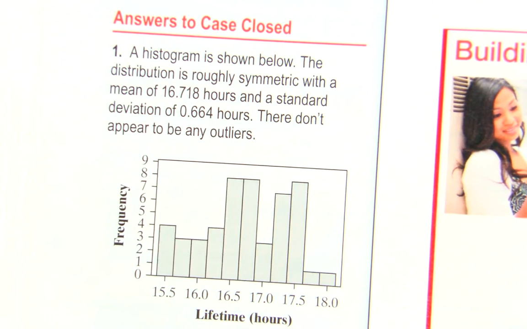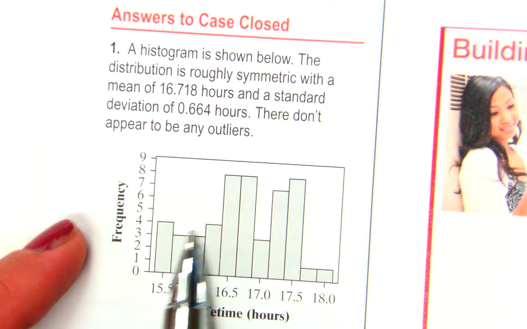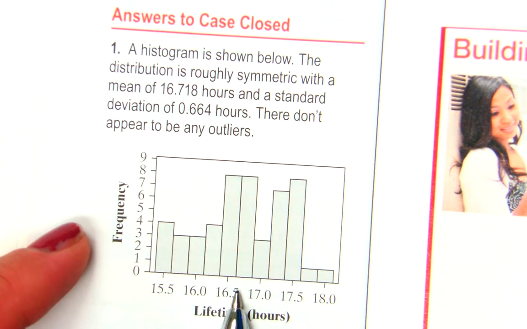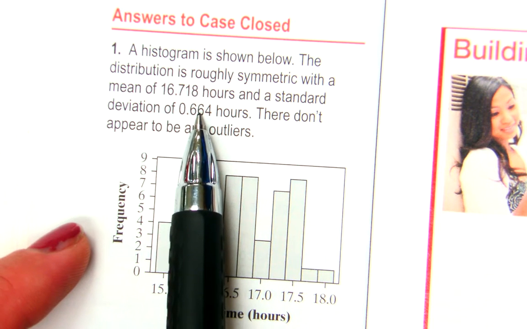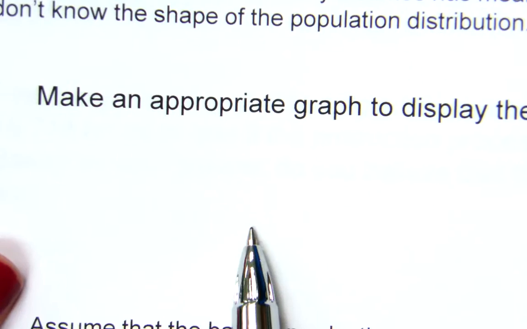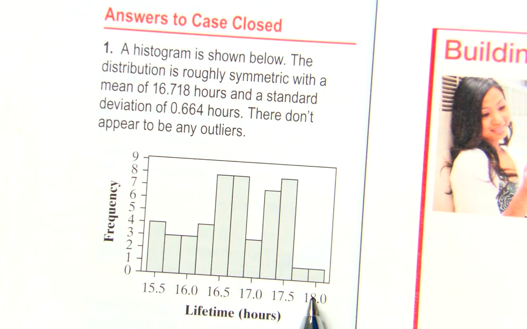All right, so the histogram is shown below. The distribution is roughly symmetric. Okay, roughly, not very, but roughly. With a mean somewhere around 16.718 hours and a standard deviation of 0.664 hours. There don't appear to be any outliers. And you get these two numbers by actually pressing on your calculator. All right, so that's pretty much what should go in this section right here where it says make an appropriate graph and then describe what you see. All right, so that's what it's supposed to look like.